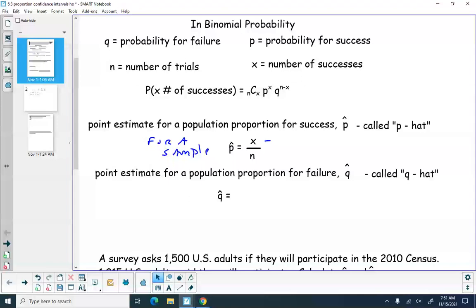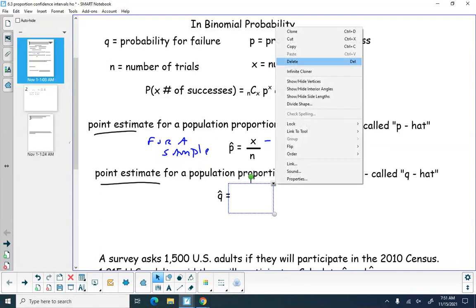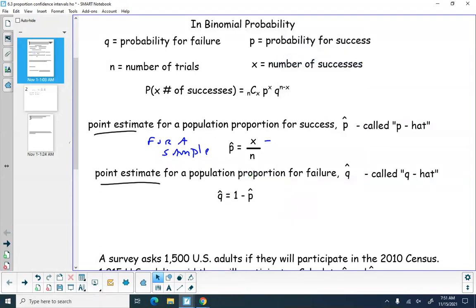q hat is your population proportion point estimate, again, we're talking about point estimates for your population or for your sample. It is your probability for failure. And how we calculate that is 1 minus p hat.